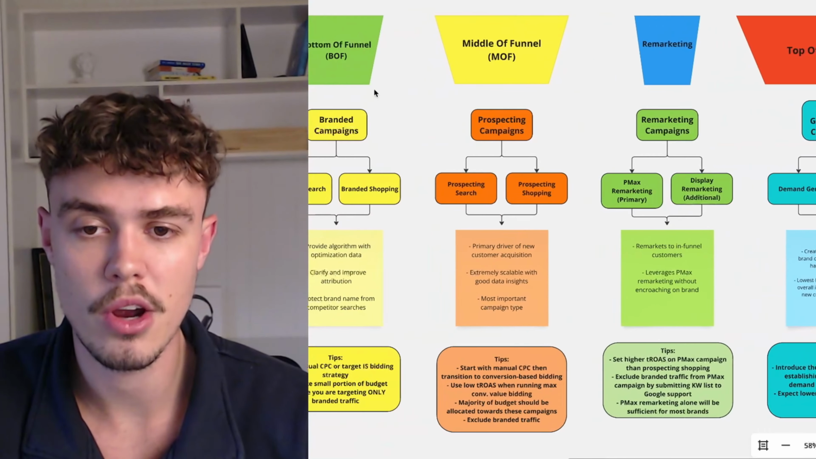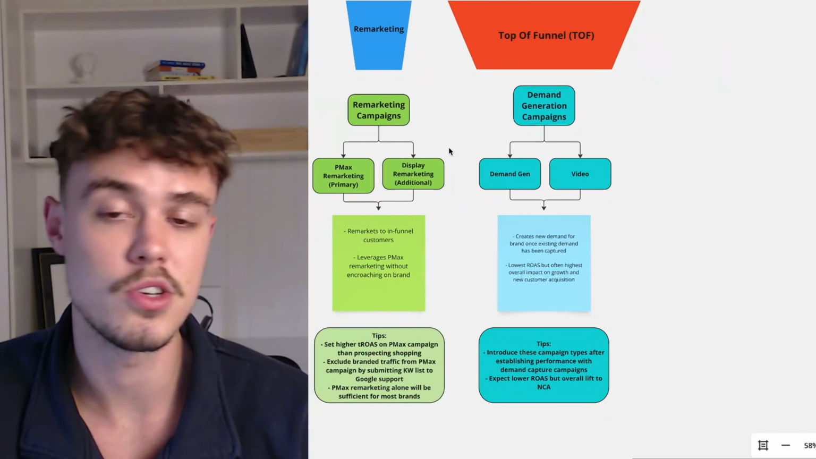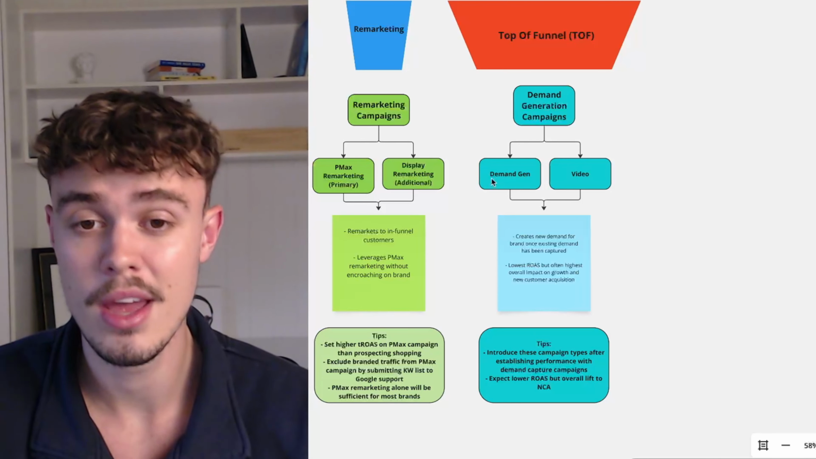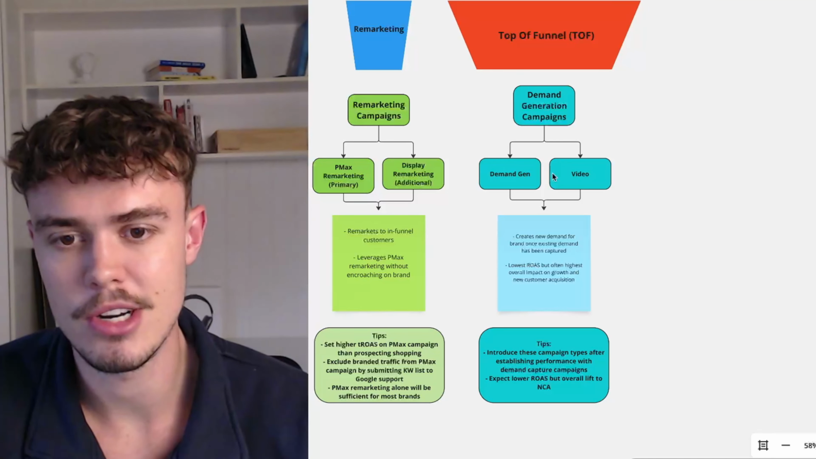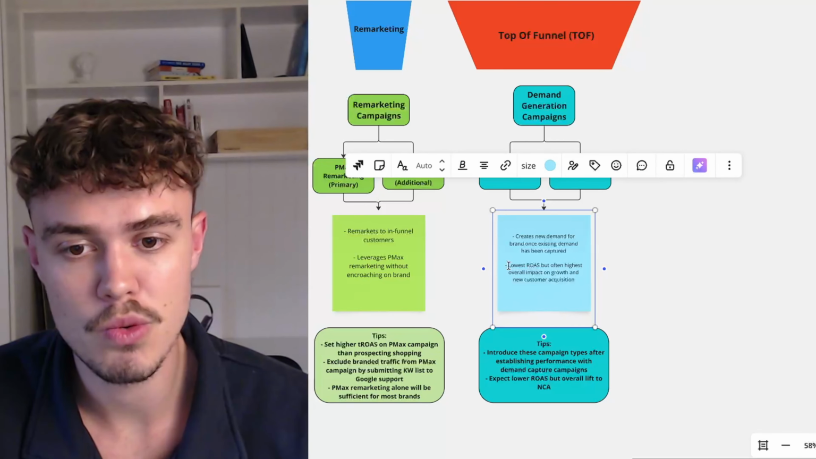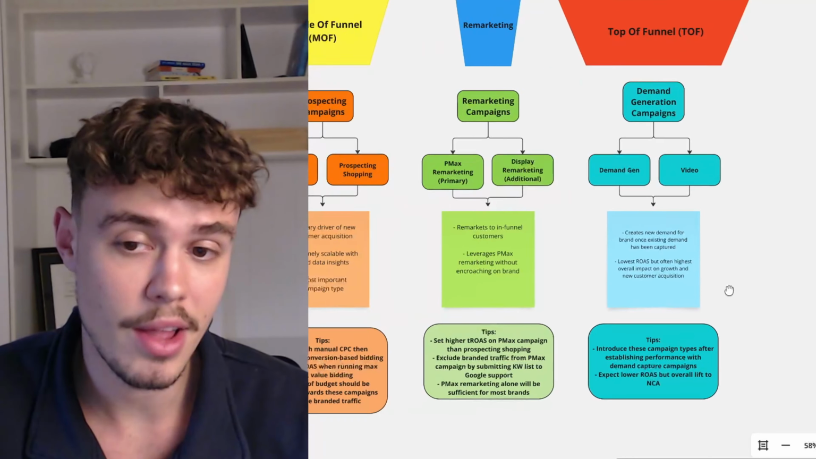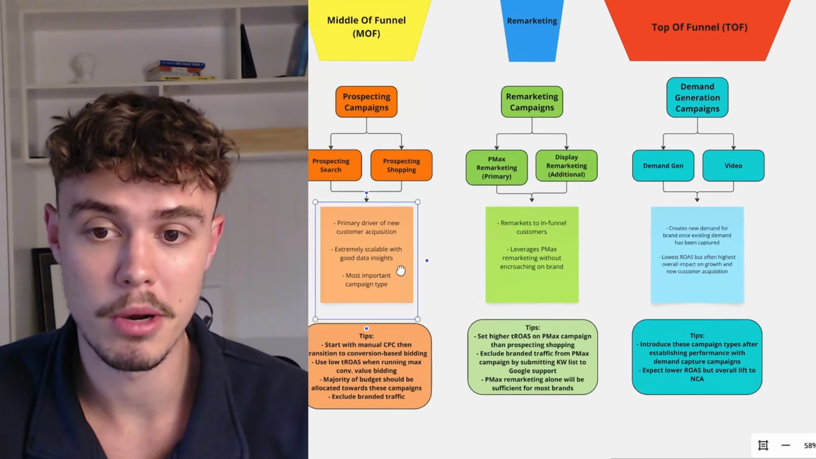So you want to go for this real high intent traffic first before moving to demand generation, because it's going to be more profitable. It's going to give you a good baseline to work from, going to give you a lot of data to work with, and it's just generally the right way to go about it. So once you do start introducing demand generation campaigns, it has the lowest ROAS, but often the highest overall impact on growth and new customer acquisition. Now, like I said, these are the most important campaign type. These are the most scalable, your middle funnel campaigns.